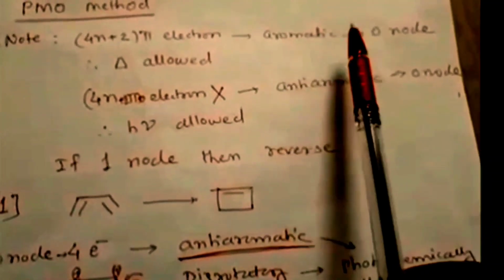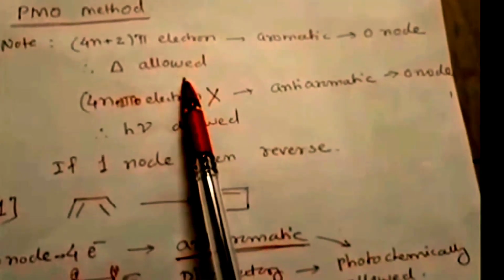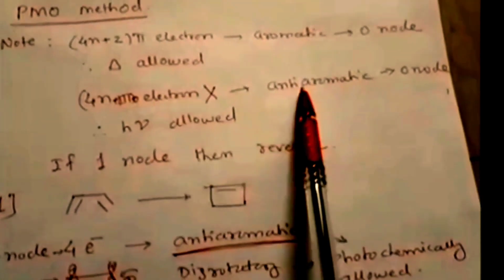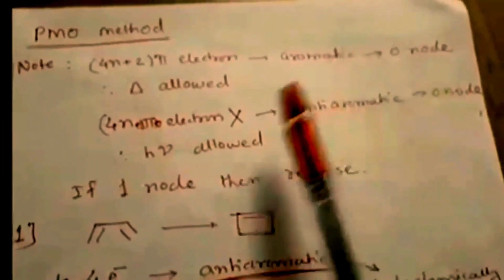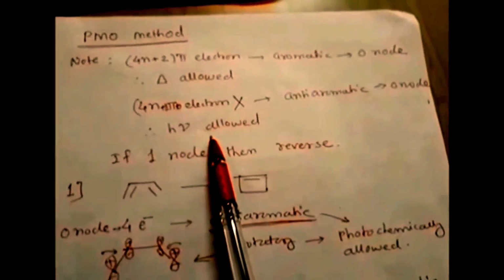Remember these points. 4n plus 2 pi electrons, aromatic as per Huckel rule. 0 node, then thermally allowed. 1 node means photochemically allowed. 4n pi electrons, anti-aromatic, then 0 node, photochemically allowed, and 1 node means thermally allowed.